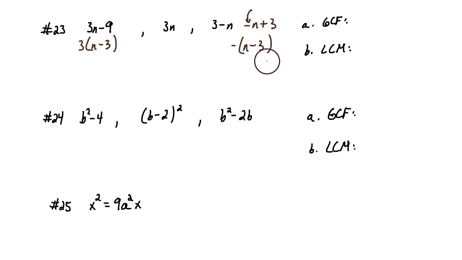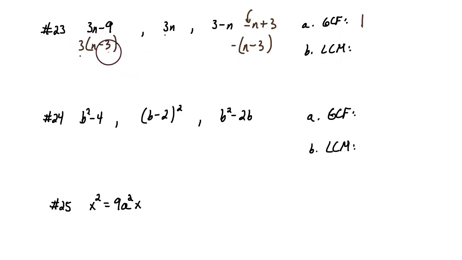Now let's get our GCF. There's a 3 here and a 3 here, but not a 3 over here. There's an n minus 3 here and over here, but not in the middle. So the greatest common factor is a 1. Now let's build the LCM.